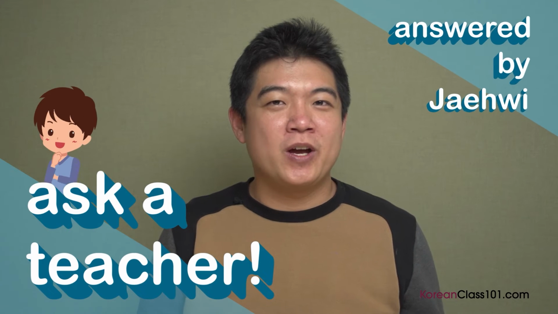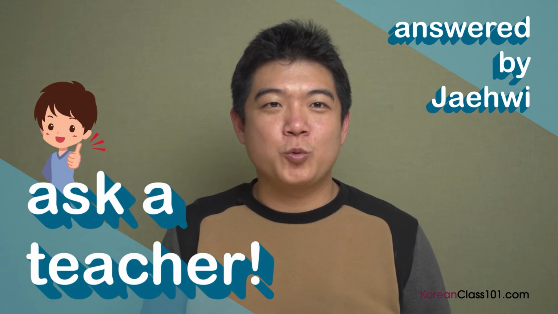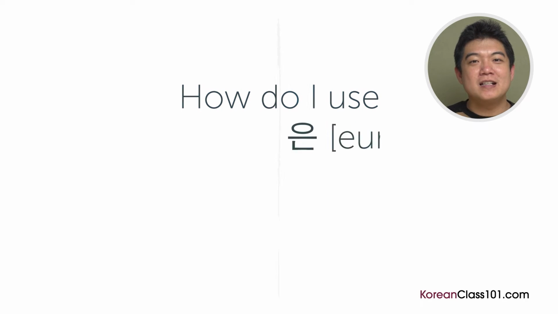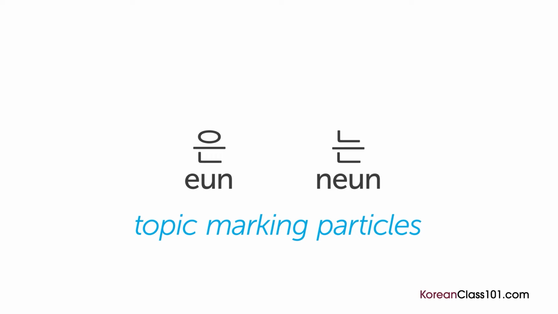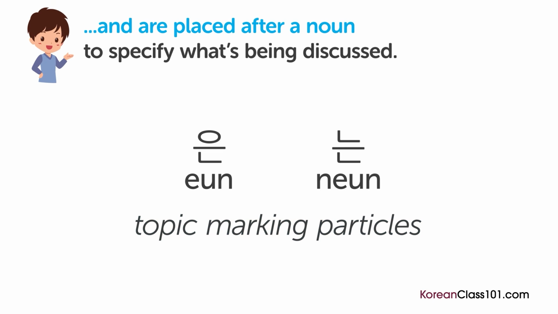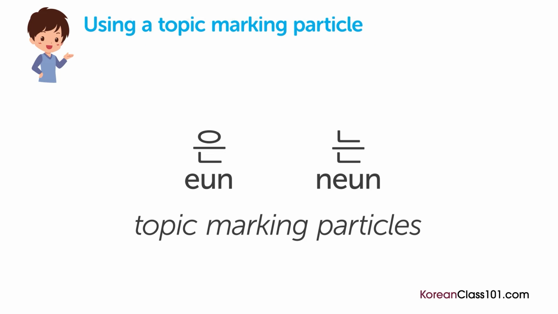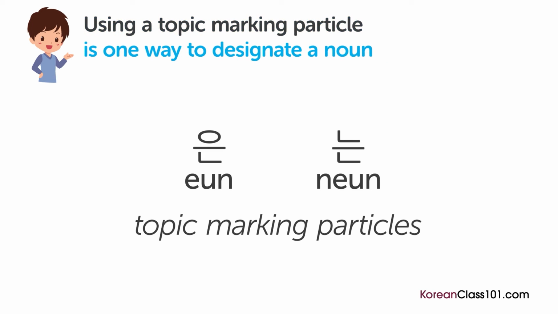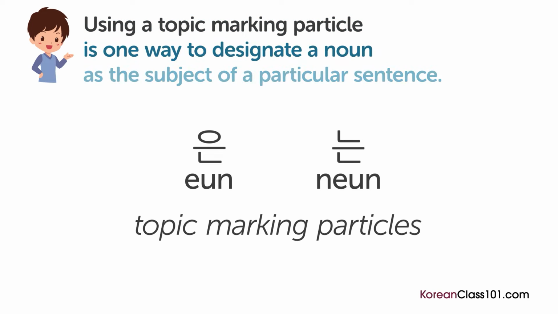Hi everybody, Jay here. Welcome to Ask a Teacher, where I'll answer some of your most common Korean questions. The question for this lesson is, how do I use 은 and 는? 은 and 는 are called topic marking particles and are placed after a noun to specify what's being discussed. Using a topic marking particle is one way to designate a noun as the subject of a sentence.